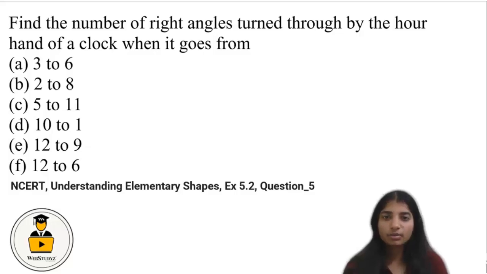Students, let's discuss the question. In this question, we have to find out the number of right angles turned through by an hour hand of a clock when it goes from, we are given different parts and we have to find the answer for all of them. In part A, we are given that the clock moves from 3 to 6. How many right angles does it turn through?